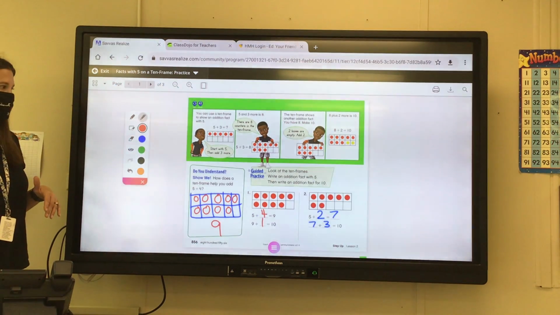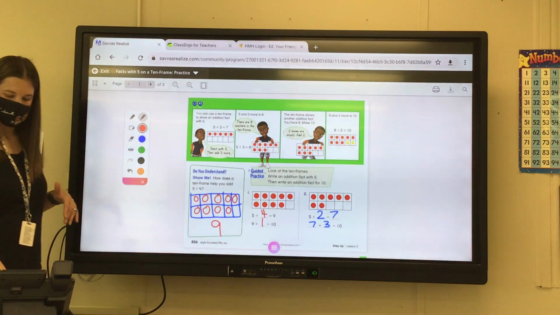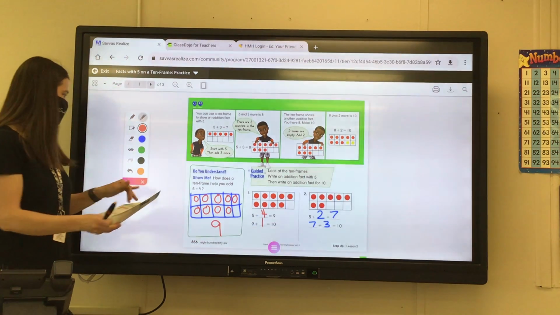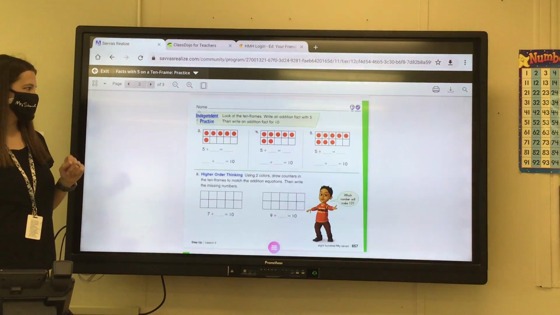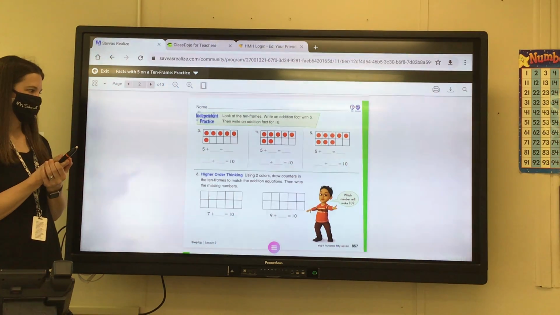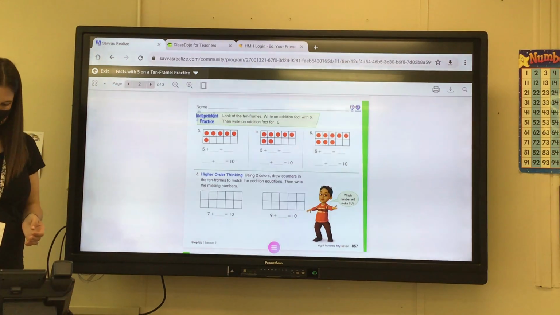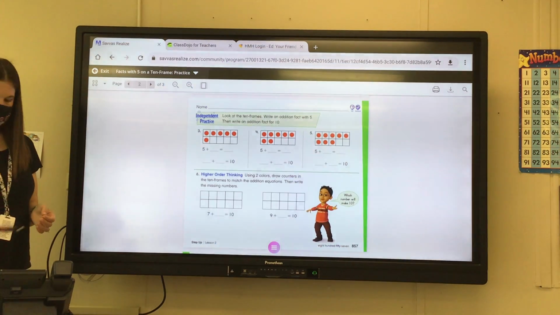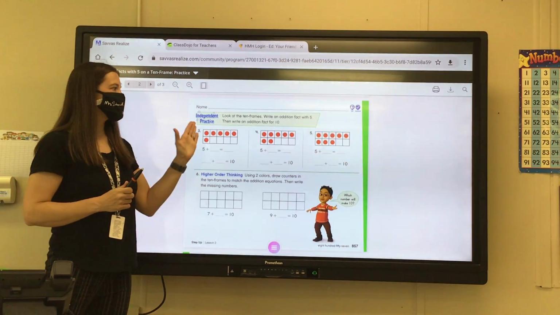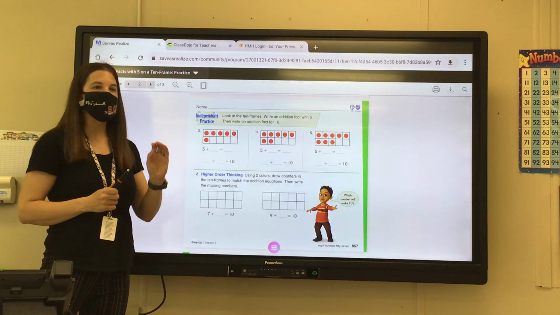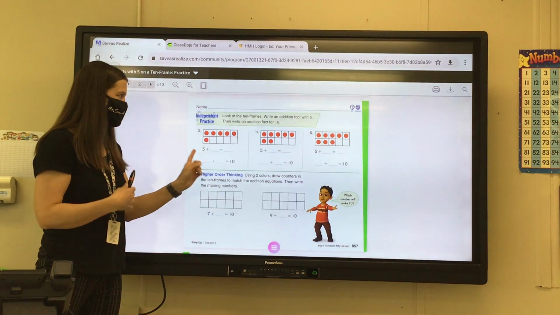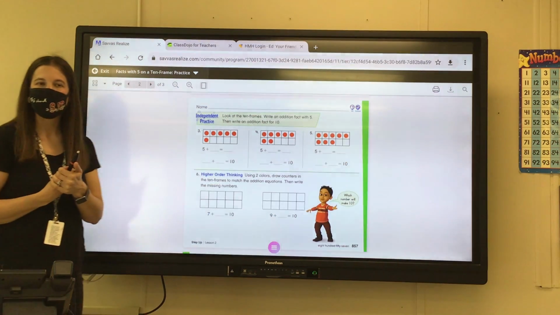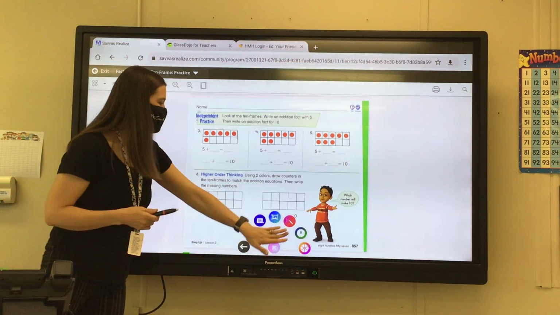All right, once you do that, please flip your paper. We're going to do some more work on this page. All right, we're going to look at the 10 frames and write an addition fact with 5 first. And then the next one is we're going to write an addition fact for 10. I'm going to help you to get started.